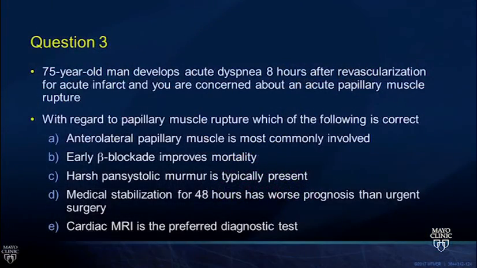Okay, question number 3. A 75-year-old man develops acute dyspnea 8 hours after revascularization. You're concerned about acute papillary muscle rupture. With regard to papillary muscle rupture, which is correct? Anterolateral papillary muscles most commonly involved. Early beta blockade improves mortality. A harsh pansystolic murmur is typically present. Medical stabilization for 48 hours has worse prognosis than urgent surgery. Cardiac MRI is the preferred diagnostic choice.